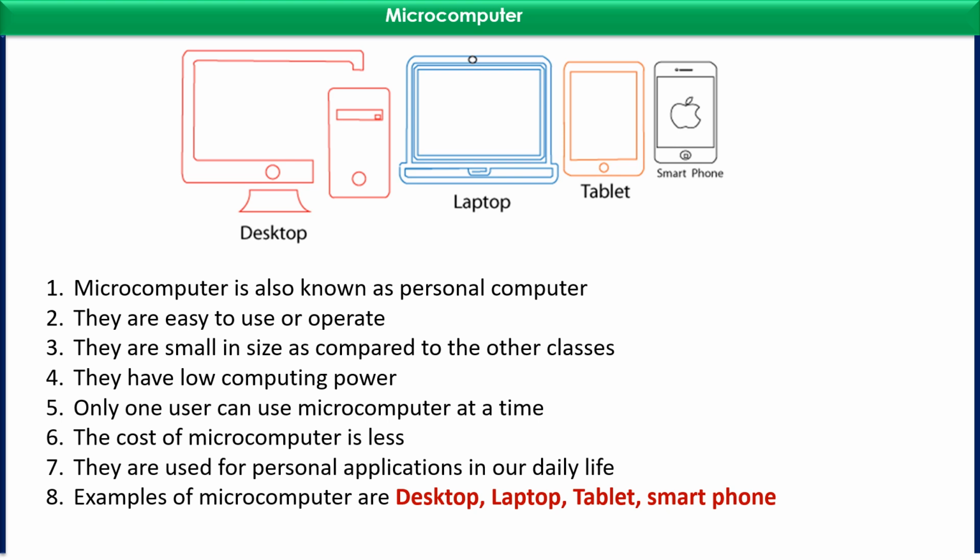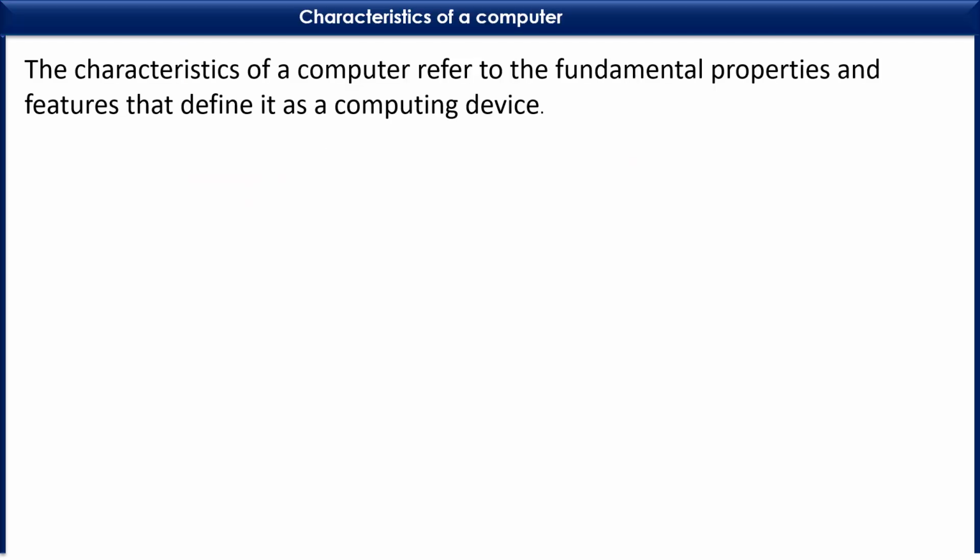On the other side, the microcomputers, we have the desktop, the laptop, the tablet, and the smartphones. So they are the examples of microcomputers, and that is what they're used for, or those are their characteristics. Then talking about characteristics, what are characteristics? Characteristics of a computer refer to the fundamental properties and features that define it as a computing device.